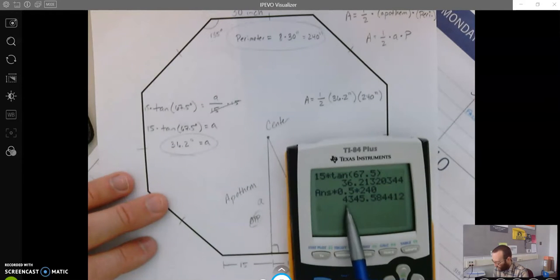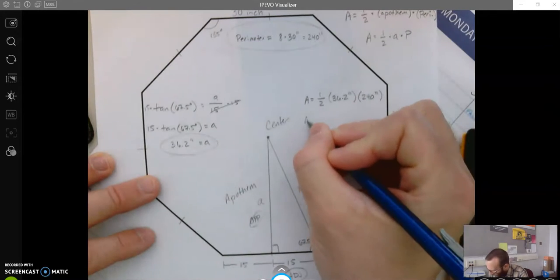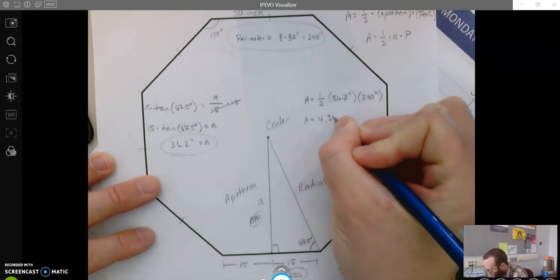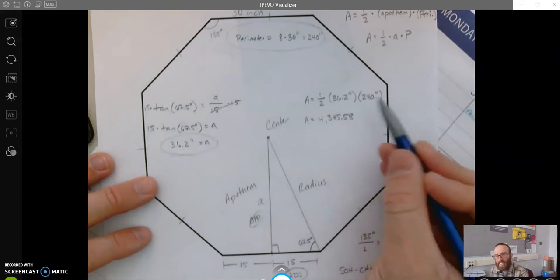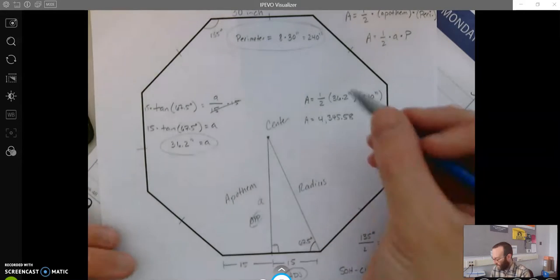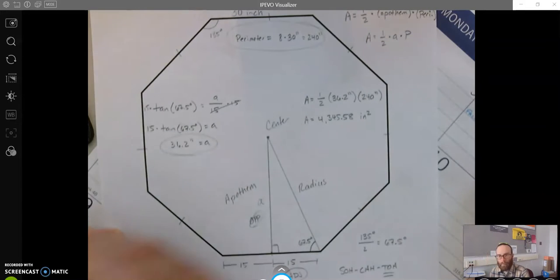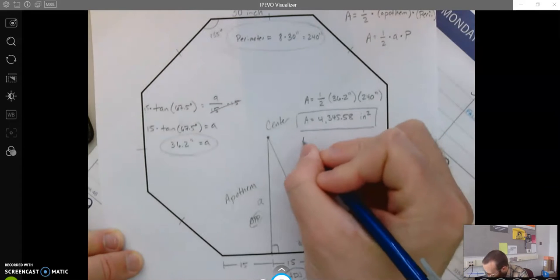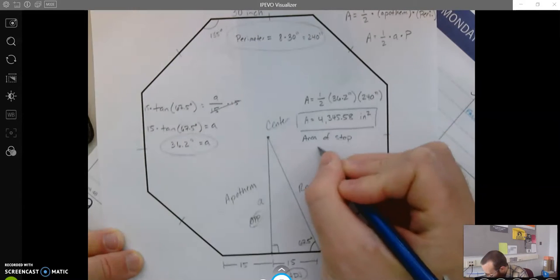So what I see is 4,345.58. Area equals 4,345.58. Now here's the thing. I took inches times inches. When we take something times itself, that's inches squared. Okay. So this is the area of the stop sign.